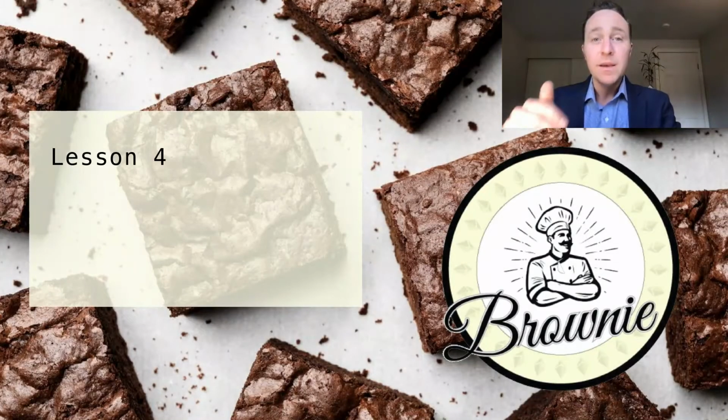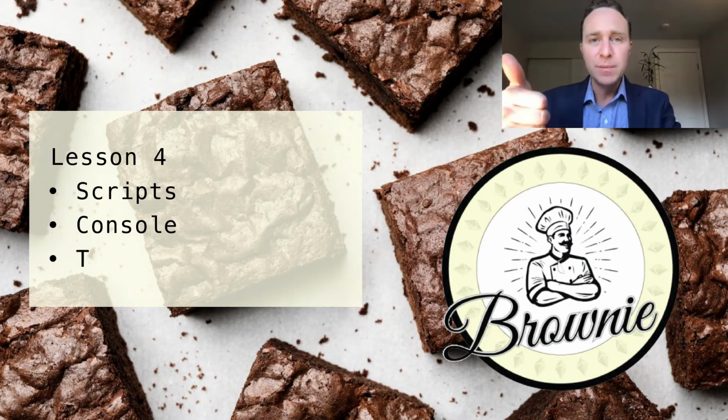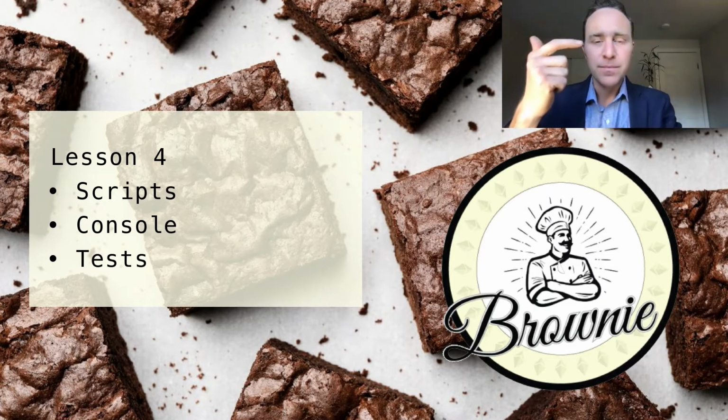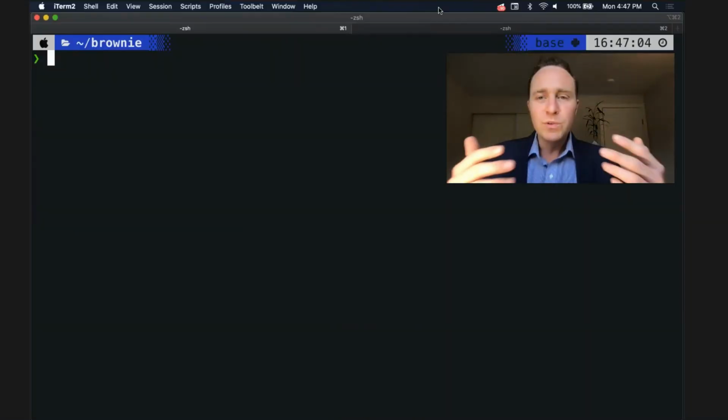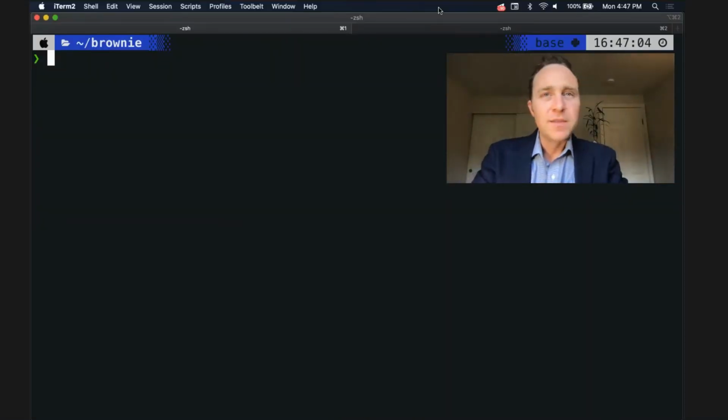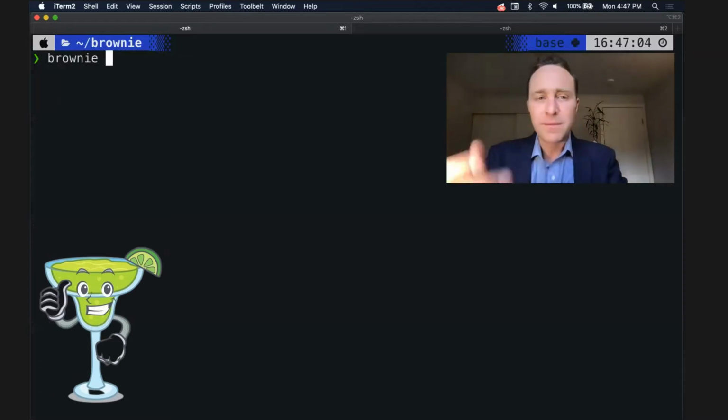Welcome back. In this session, we're going to cover the three primary ways of interacting with a smart contract using Brownie: scripts, console, and tests. Let's begin. We're going to assume we're going to create a new token. In this case, we'll call it Margarita.